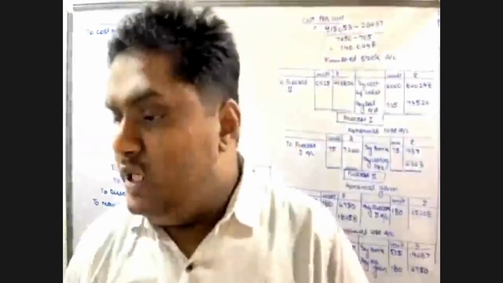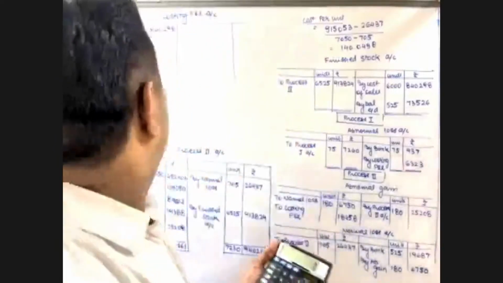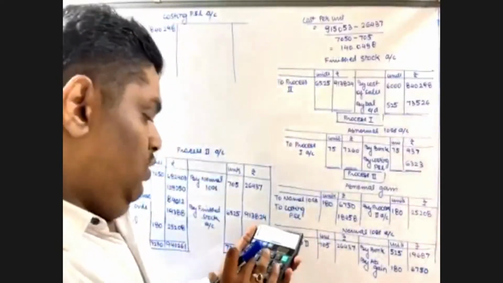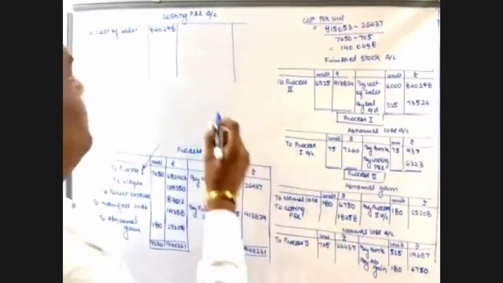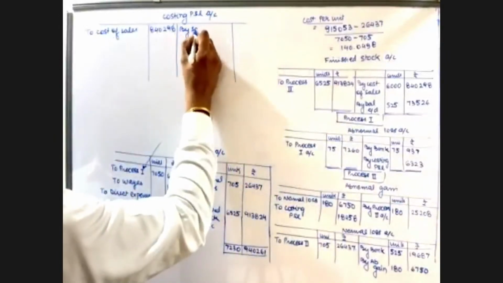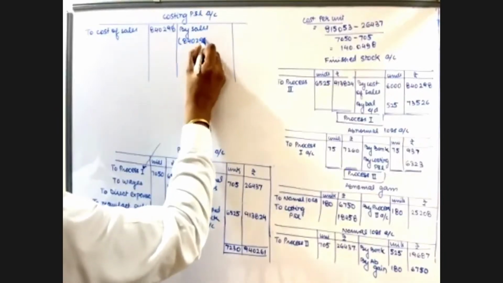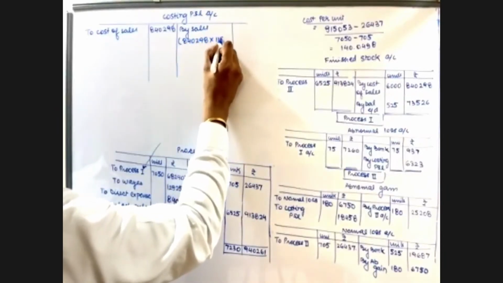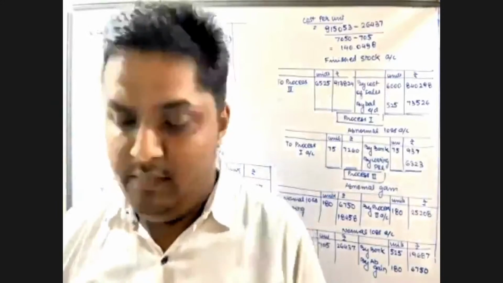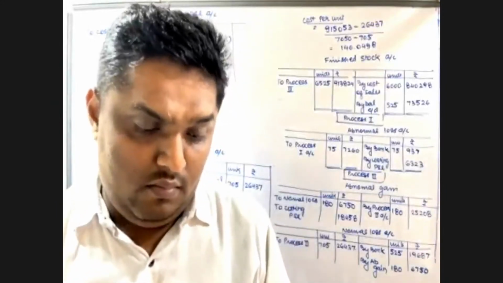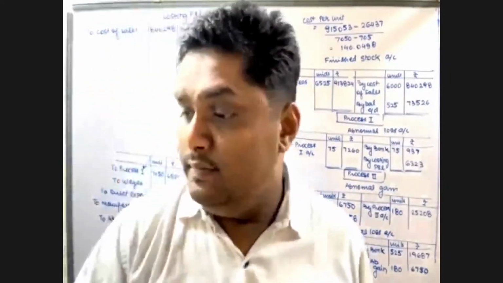So these 6,000 units were sold at a profit of 15% on cost. So 840,298 by sales, 840,298 into 115%. So this is how the sales will be calculated. So 966,343.